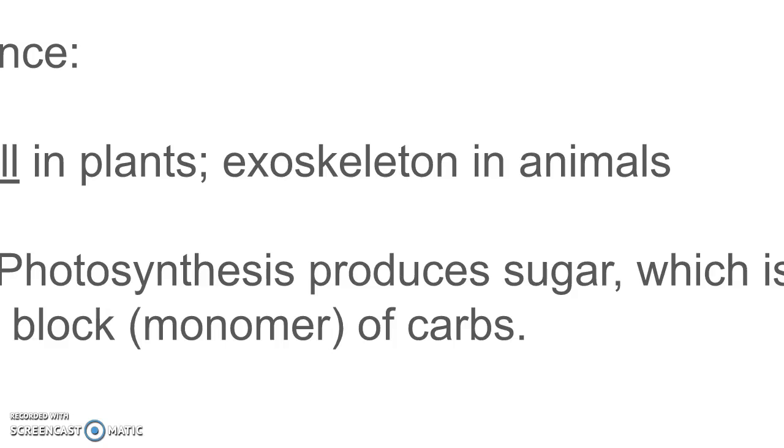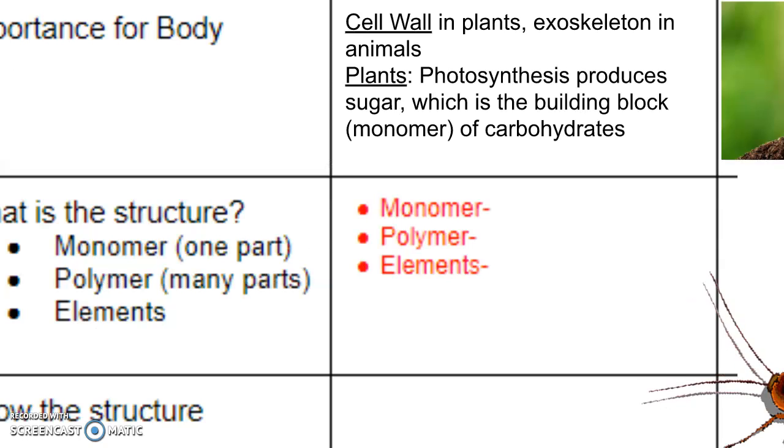So the importance is the cell wall in plants, and it's also in the exoskeleton in animals. In plants, you have photosynthesis that produces sugar, which is going to be the building block of carbs. Building block meaning monomer. So what is the structure? We have monomer, polymer, and elements going to be in the next slide. But the importance of this for the body is the cell wall in plants, and then the plants use photosynthesis to produce the sugar.